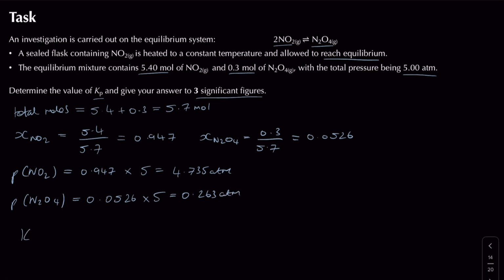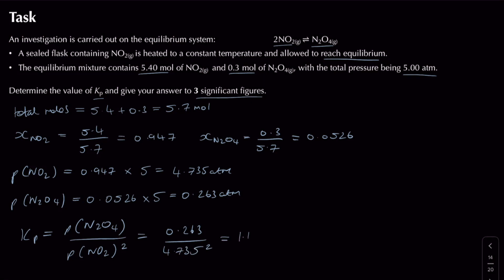The next thing is I need to find a value for Kp, so I'll give the expression. We've got the partial pressure of N2O4 divided by the partial pressure of NO2, and that's going to be, of course, squared. Sub in my numbers, I end up with, of course, my product, which is going to be 0.263 divided by 4.735 squared. That gives us a value of 1.17 times 10 to the power of -2. In terms of my units, I end up with atmospheres to the power of -1 itself. And there's that question done there.